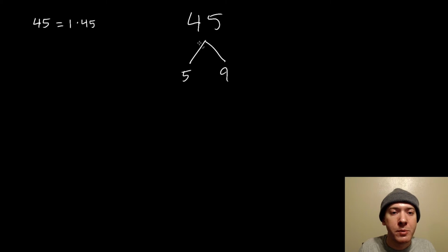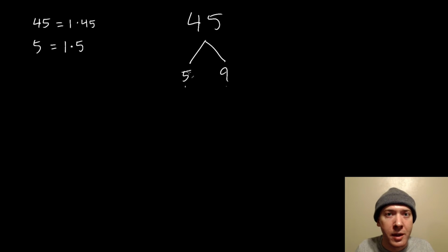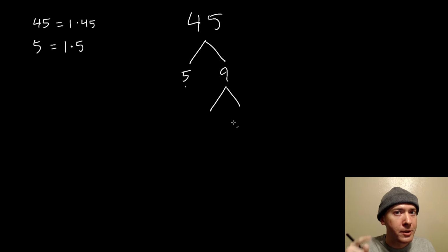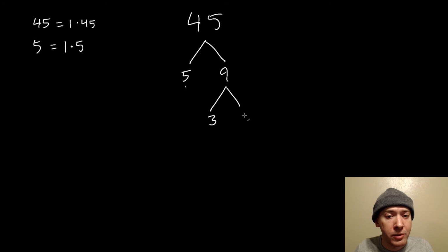Now, once we've made this first branch, you need to look at both of these numbers, and you need to ask yourself if each one of them is prime. Are there any factors of 5 other than 1 and 5? The answer is no. 5 is a prime number because the only two whole numbers that can multiply to make it are 1 and 5. So on this branch, we're going to stop. 9, however, is not a prime number. We can branch off of 9. There are some numbers that multiply to make 9 other than 1 and 9, right? Those numbers are 3. 3 times 3 is 9.